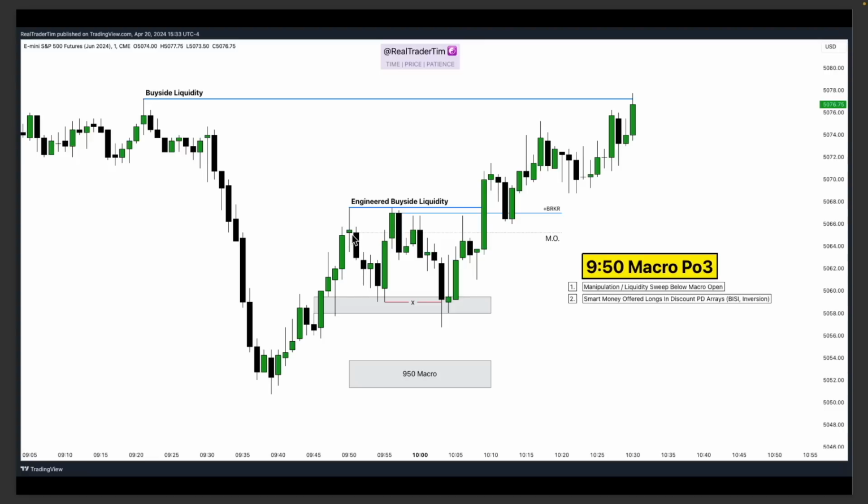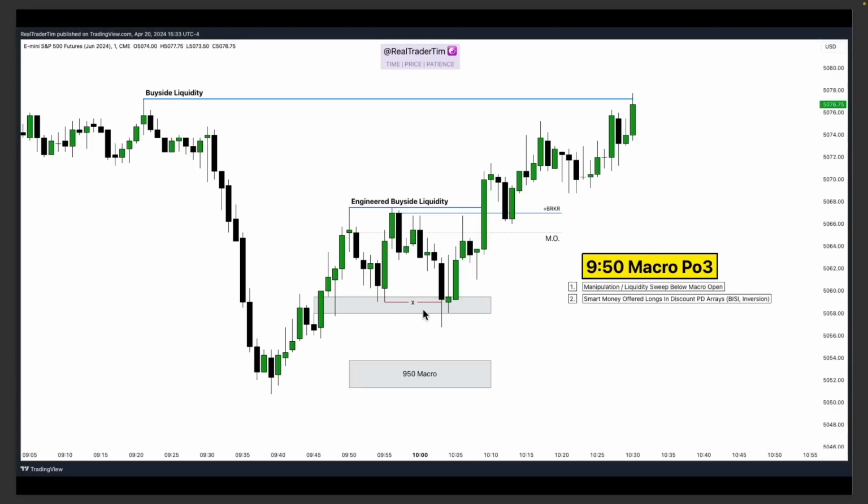And what does the algorithm do? Dips below there, creates a swing low, comes back up. Does it purge that high that was formed right before 950 macro? No. See how it created equal highs as engineered buy side liquidity, right? And then it comes back down to purge this swing low, okay? Offering smart money their position to get long below macro opening price.